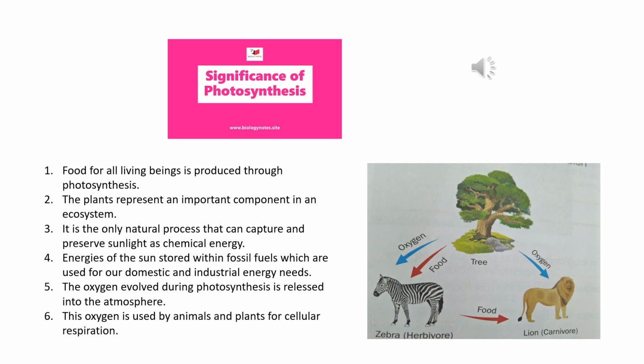Now, number 3 point. It is the only natural process that can capture and preserve sunlight as chemical energy. It is also the process by which organic food is synthesized by using inorganic raw materials. That means from carbon dioxide, glucose is produced. Carbon dioxide is an inorganic substance, but glucose is an organic substance.